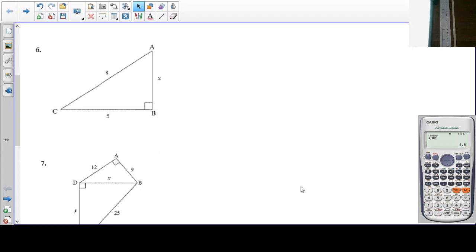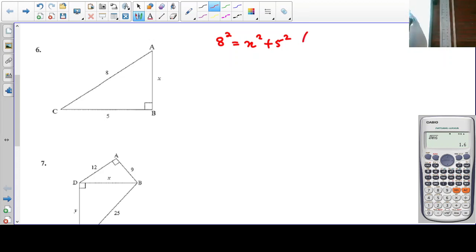So when we start off in the sum, you say 8 squared is equal to x squared plus 5 squared. Why? Pythagoras. The angle B equals 90 degrees.